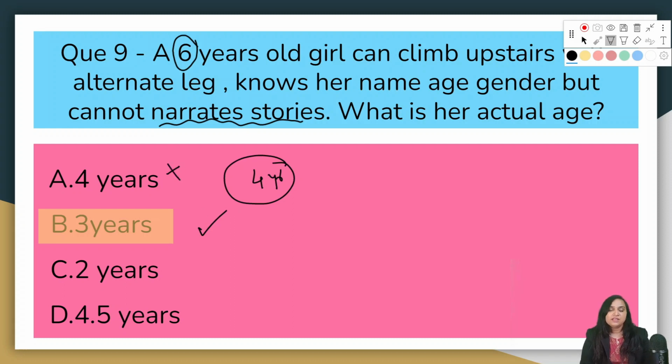By 4 years, the child will be able to sing poems and stories. 2 years is also out because at 2 years all this will not be seen. By 5 years the child should narrate the story, and there should be another thing the child should be doing which is not mentioned here. So the correct answer is option B, 3 years.